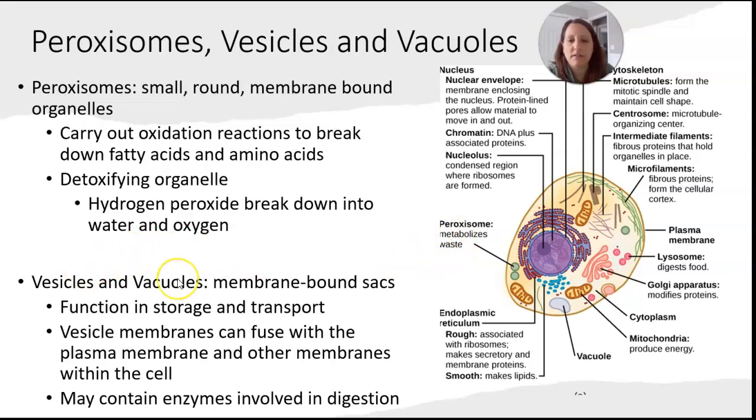Secondly on here are vesicles and vacuoles, and we're actually going to mention these again in the next part of the chapter because they're part of what's called the endomembrane system. So vesicles and vacuoles are other membrane-bound sacs, okay? And right here is an example of a vacuole. And coming off of the Golgi apparatus right here, these would be vesicles, okay? This is a vesicle. And so they have various roles.